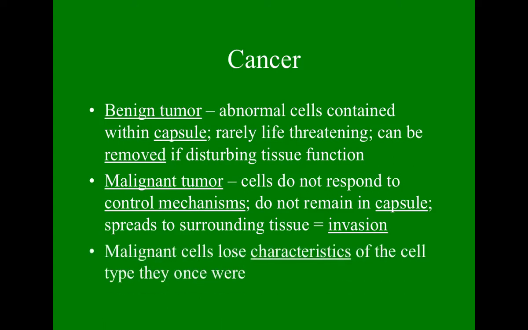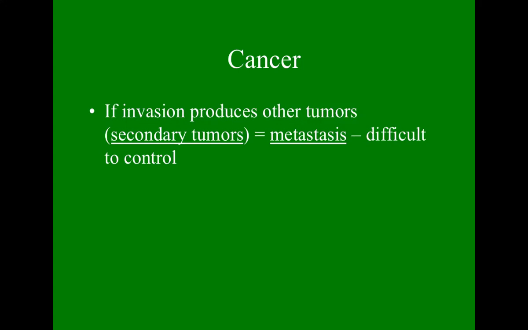The key is malignant cells lose the characteristics of the cell type that they once were. So the cells inside this tumor, let's say it started off as a skin cell, they don't look or function like skin cells anymore. They don't look or function like muscle cells or nerve cells anymore. So that's the problem. And once they become this type of malignant cell and they start spreading, sometimes it's really hard to determine what type of cell they originally were. If that invasion makes other tumors appear, in other words, secondary tumors, this is the process of metastasis. And at this point, the spread is actually very difficult to control.